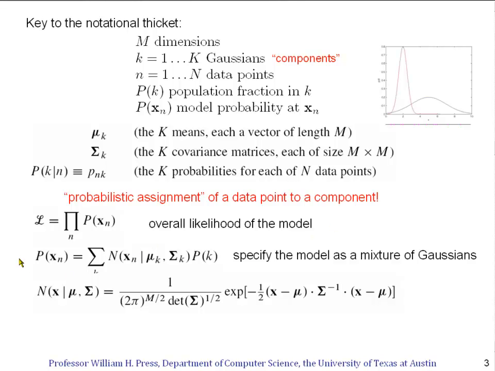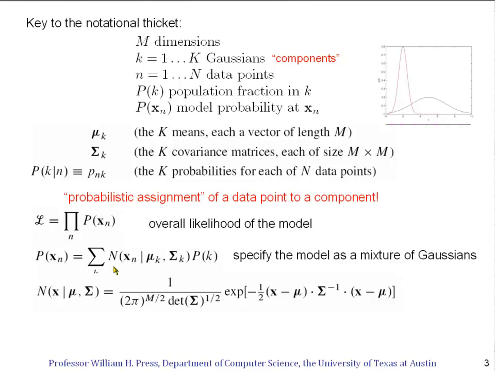Now we haven't yet specified that the probability of the model at a given point is in fact a sum of normal distributions, of Gaussians. So here's where we do that. The model probability is the sum over components k, that should be a k right here, of the normal probability distribution at that location with the mean and covariance matrix appropriate to the term in this sum. And then those are weighted by the overall probability that the point lies in that component, which is to say up here the population fraction in k.